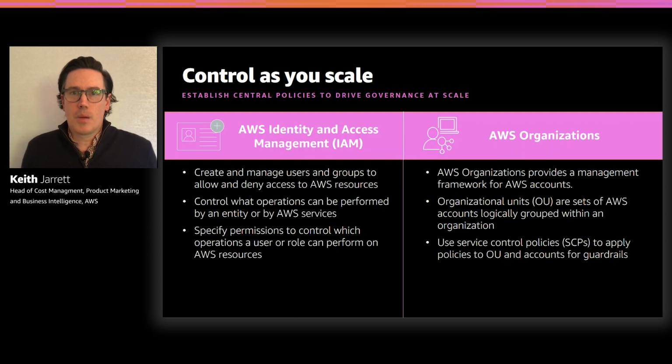And it's really something that starts with defining some central policies to help us drive governance as we scale usage. And there are three services that are really critical to doing this at scale. The first is AWS IAM, or Identity and Access Management. IAM provides granular control to manage user access specific to services using permissions. And that could be as simple as who can spin up or terminate a specific EC2 or RDS instance. It could be who can read the contents of an S3 bucket.